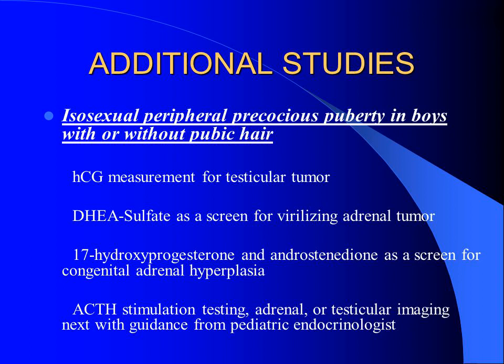hCG measurement for testicular tumor. DHEA sulfate is a screen for virilizing adrenal tumor. 17-hydroxyprogesterone and androstenedione is a screen for congenital adrenal hyperplasia. Active stimulation testing, adrenal, or testicular imaging next, with guidance from a pediatric endocrinologist.